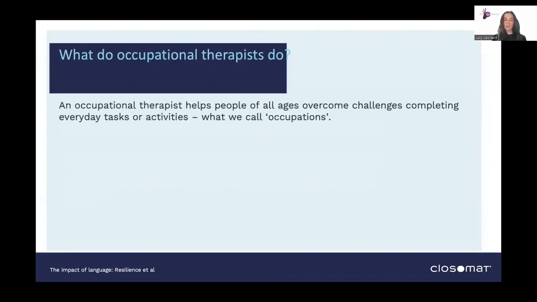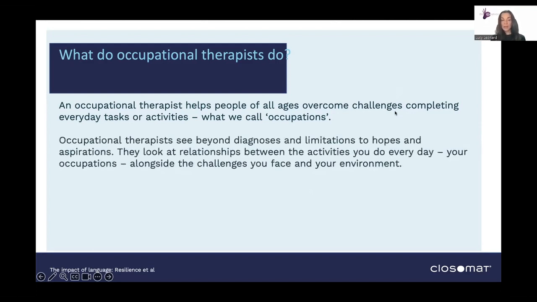So what do occupational therapists do? And this is from the Royal College of Occupational Therapy. They say that an occupational therapist helps people of all ages overcome challenges, completing everyday tasks or activities, or what we call occupations. Now, I'm not going to apologise for reading out my slides here, because I think this is really important to go through, what the Royal College of Occupational Therapy says occupational therapists do. So we overcome challenges completing everyday tasks or activities.